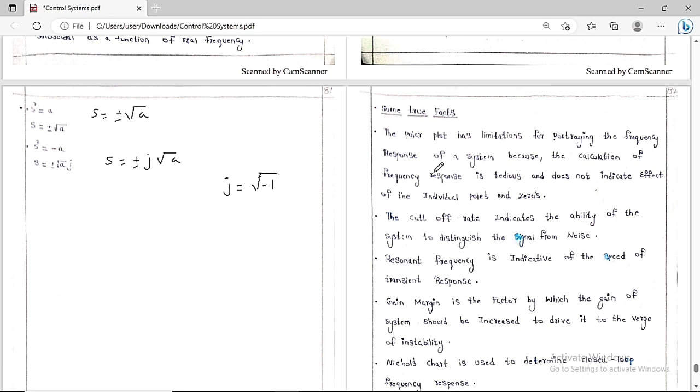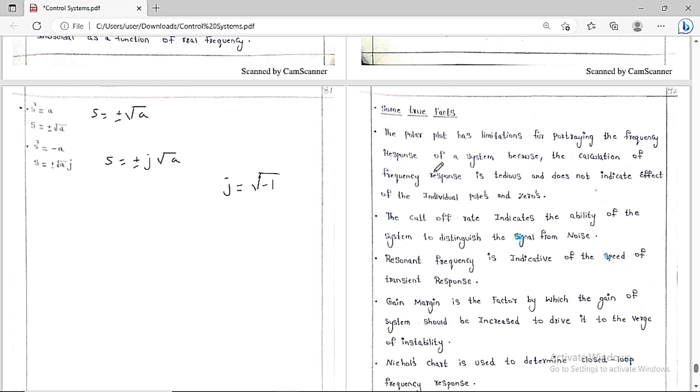because the calculation of the frequency response is very tedious and it is not going to indicate the effect of the individual poles as well as zeros. So for each and every frequency, what is the magnitude and what is the phase angle? These two things we have to figure out. So definitely it is a very severe pain in the neck and also it is not going to indicate the individual effect of the poles and zeros. It is going to tell you the overall magnitude, overall phase angle, but it can never tell you the individual effect of the poles as well as the zeros.